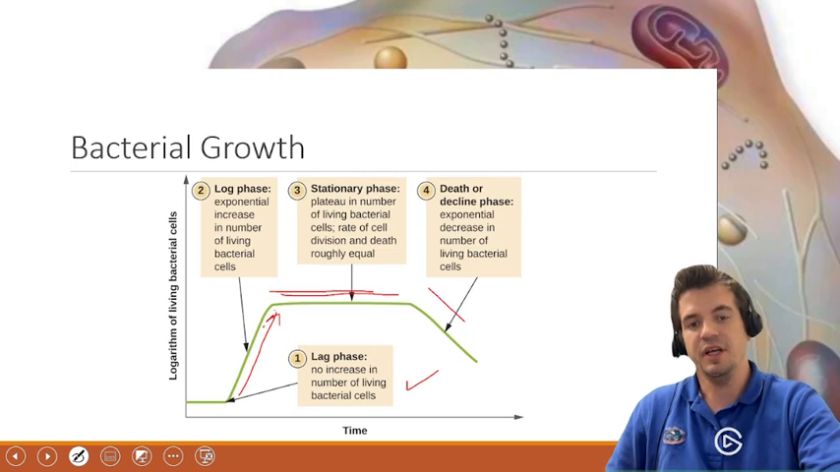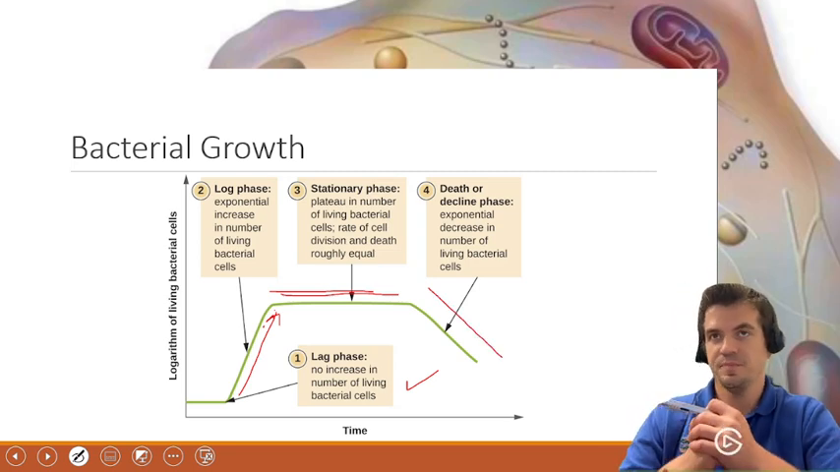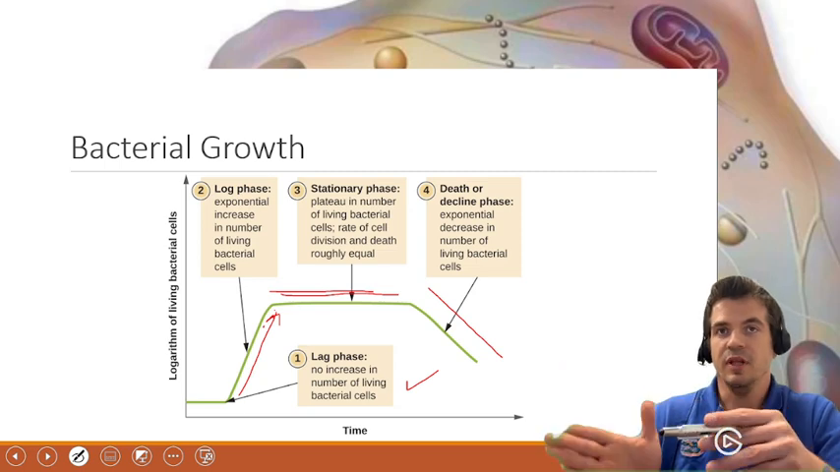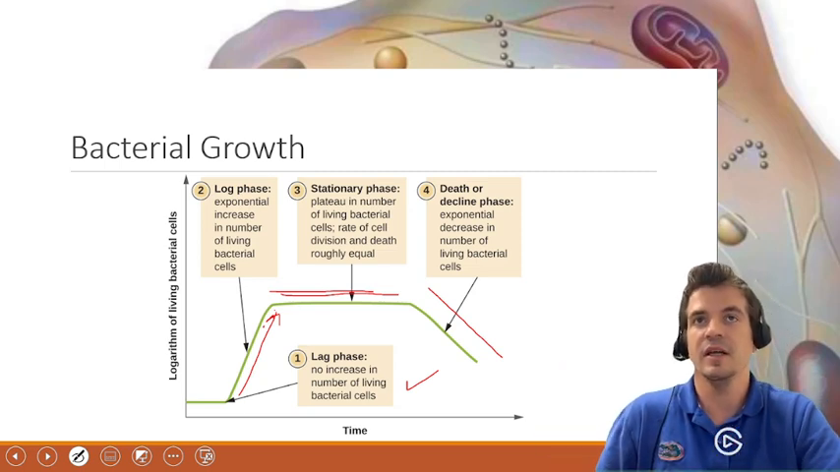Then you hit the decline phase. All the nutrients are gone, all the oxygen's gone, and we begin to decline. That is the decline or death phase.